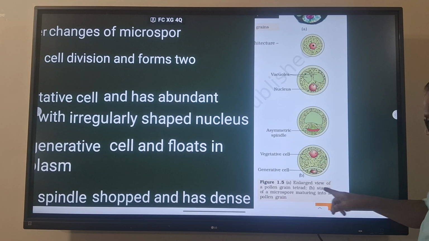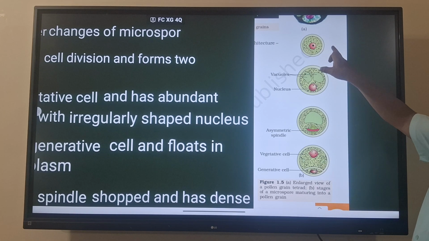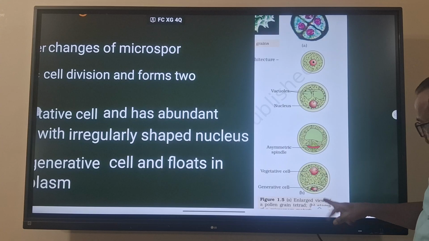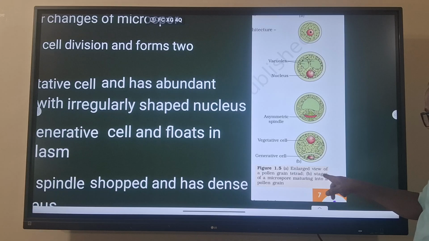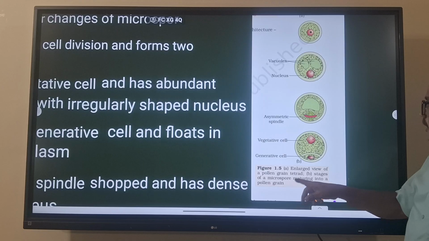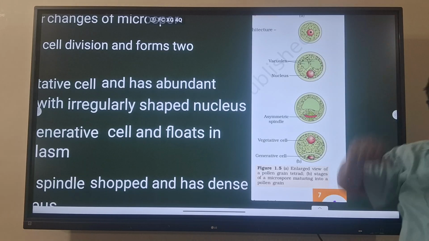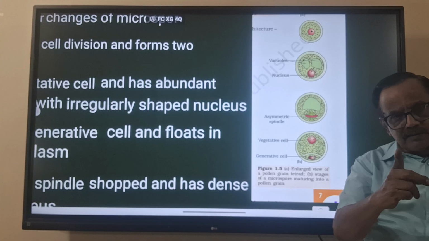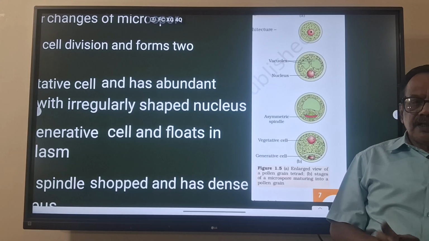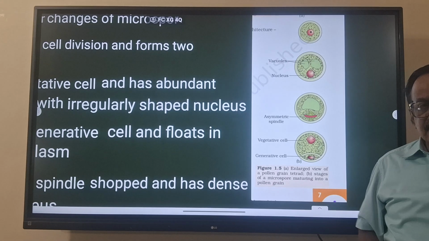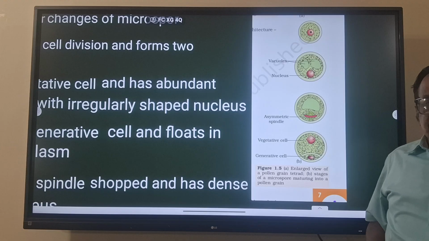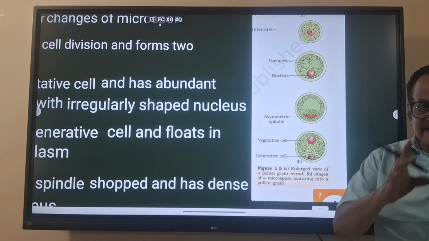And next, he has given stages of microspore maturing into a pollen grain. Then how can it be a pollen tetrad? Wrong or not? It is wrong. But in one place he has given it correctly, that is the microspore tetrad. He didn't mention it there as the pollen tetrad. Remember the point. Such things they will catch in NEET.